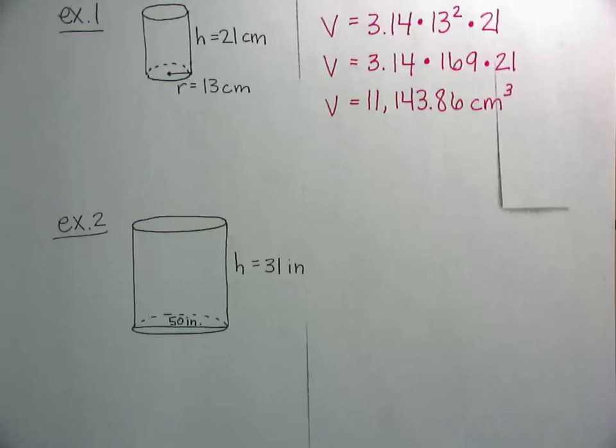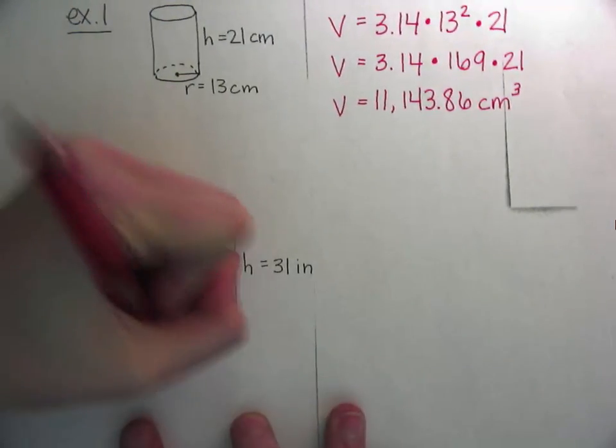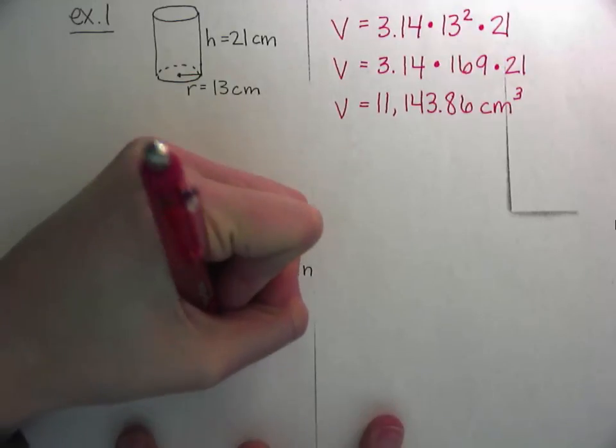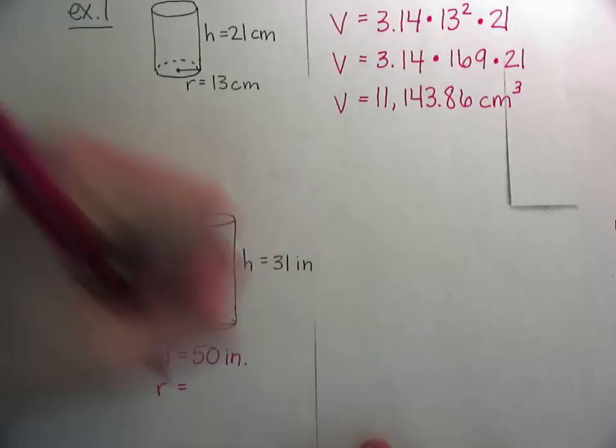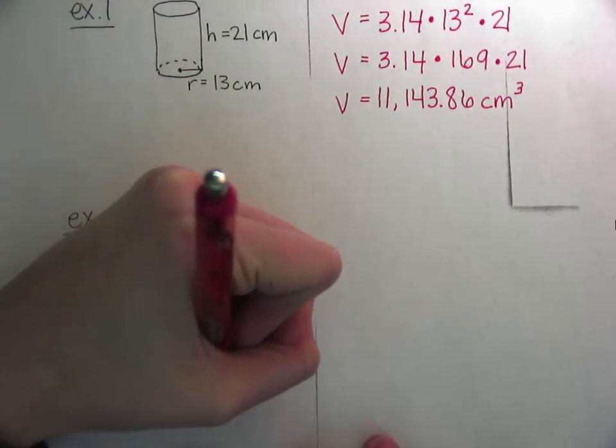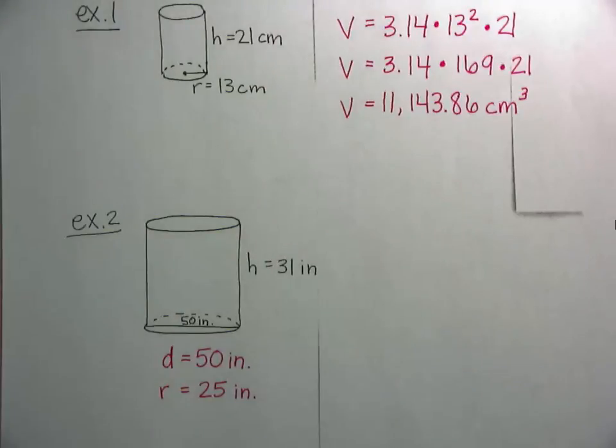Okay, now I see my height, but it doesn't give me the radius, does it? It gives me the diameter, which is what? 50 inches. So how do I figure out what my radius is? Chandler? So what is 50 divided by 2? Okay? So now I've got my height and my radius. So I've got everything I need to solve for the volume.